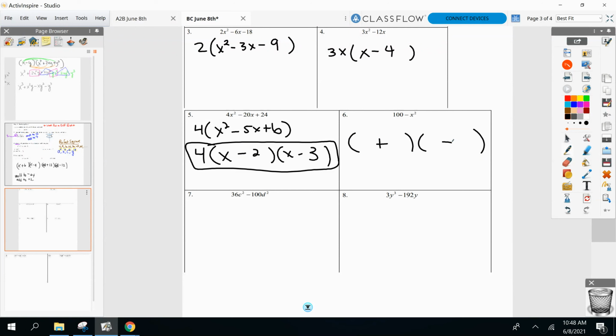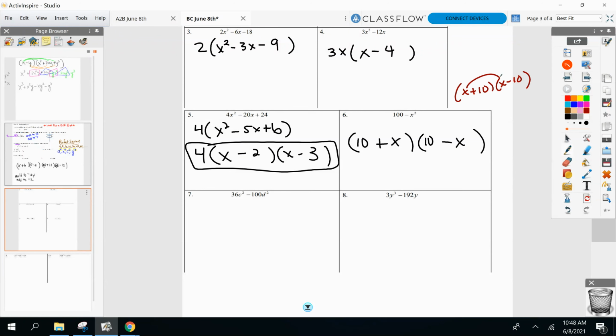So 100's a perfect square for 10. Sorry, I think that's what you meant. So the 10s have to go first because the 100 was first. And then x squared is a perfect square for x. Okay? If you guys wrote it like this, x plus 10, x minus 10, that's incorrect.